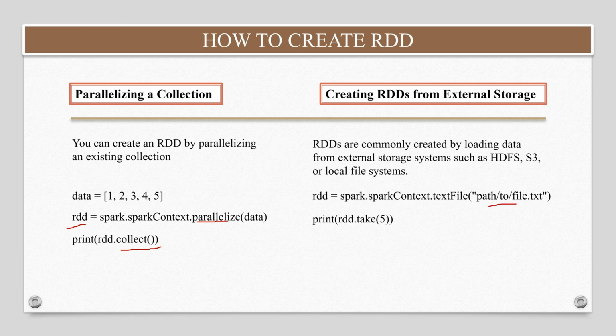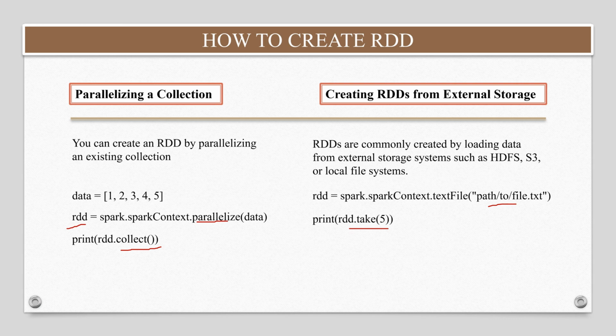On the other hand, here we are loading data from a text file into an RDD. This line puts the file into an RDD where each line in the file is an element of the RDD. Then we used rdd.take. Take retrieves the first 5 elements from the RDD. This method can also be used to read from other storage systems like HDFS, S3 or local disk. You can specify the path to the file or directory containing the data.